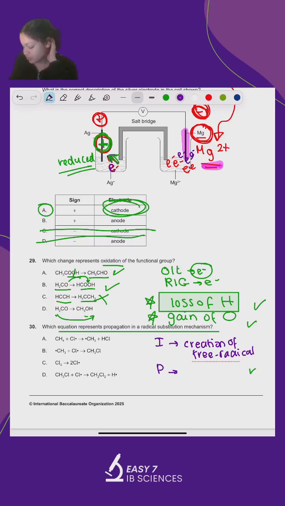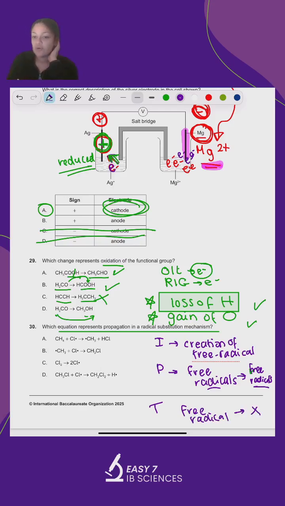Propagation, where the free radicals end up creating more free radicals. So you keep creating more and more and more, a cycle of more and more free radicals. So you need to start with a free radical and end with a free radical. And termination, where you start with a free radical and you end with not a free radical. So the free radical is gone. Okay? So that's that. So we need to find a step which starts with a free radical and also ends with a free radical. So which one is that, guys?